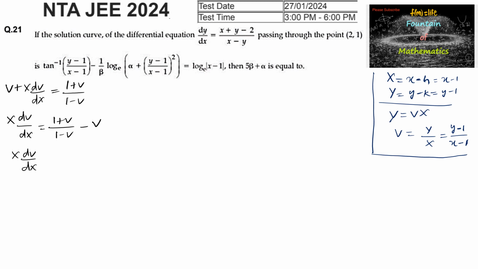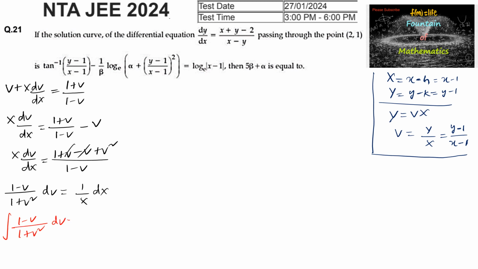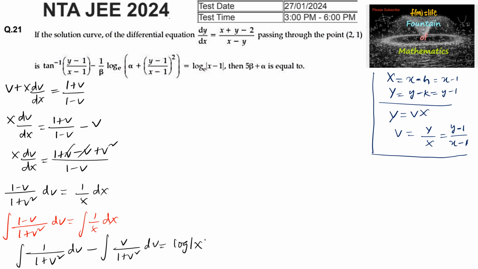that is x dv by dx is equal to 1 plus v minus v plus v square upon 1 minus v, or we can also write 1 minus v upon 1 plus v square dv is equal to 1 upon x into dx. And now integrating on both the sides, integral 1 minus v upon 1 plus v square dv is equal to integral 1 upon x dx. And we can separate here integral 1 upon 1 plus v square dv minus integral v upon 1 plus v square dv is equal to log mod x plus c.